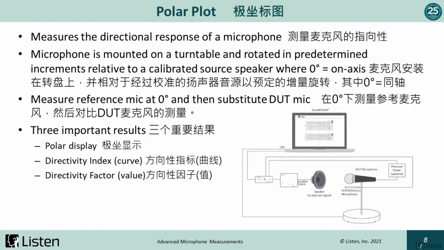And we get three important results out of this sequence. We get the polar display, we get a directivity index, which is a curve, and a directivity factor, which is a value. And over here, we can see a little schematic of the setup diagram. We have our turntable. We have a DUT mic, a reference mic. We have possibly some sort of phantom power for our DUT mic. We have an audio interface and an amplifier for our loudspeaker.